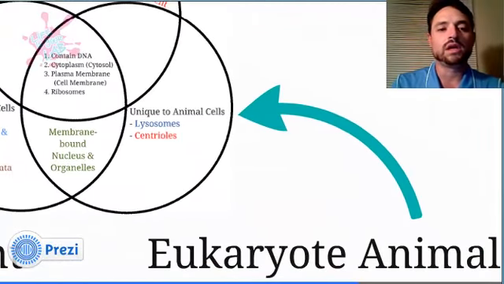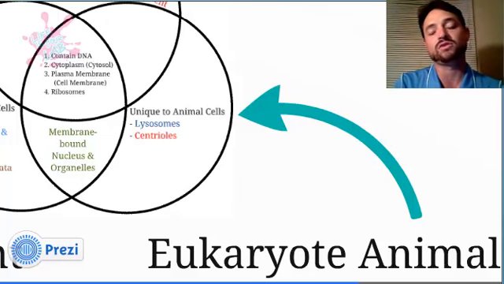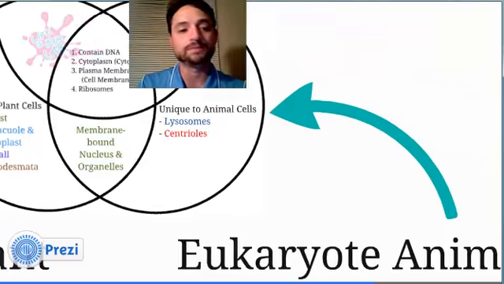For the eukaryotic animal, two unique things would be lysosomes and centrioles. We'll talk a little bit more in detail about those. Lysosomes are, of course, the trash men of the cells. They go around and get rid of anything that's bad for the cell or any waste. And then the centrioles are involved in mitosis and meiosis, and we'll talk much more about those later.